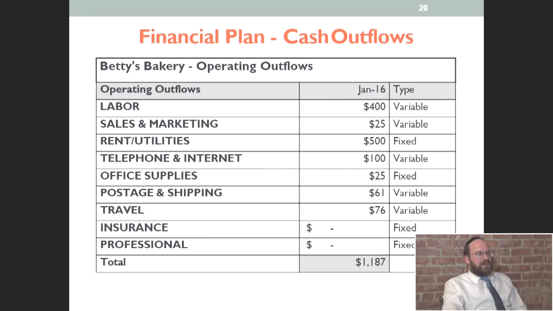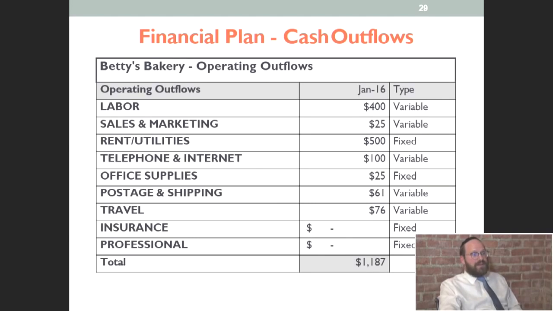In our specific illustration, we take these expenses and populate them to come up to a total. We've got labor. If it's 40 hours a week at $10, we know it's going to be $400 for the week. For the month of January, sales and marketing, we're projecting at $25, going down the list. You get to a total of $1,187.